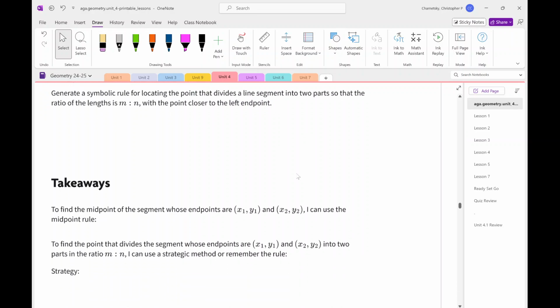Our takeaways are our midpoint rule. Easiest thing to do is take the average of the x's and the average of the y's. So x1 plus x2 divided by 2, that gets you your x coordinate. And y1 plus y2 divided by 2, that gives you your y coordinate. So there's your midpoint formula.